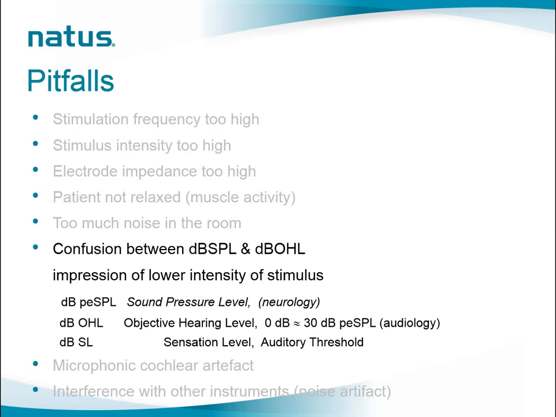So there is a shift between dB SPL and dB OHL, and that shift is roughly 30 decibels. So 90 dBs SPL for a neurologist, they correspond to 60 dB OHL that the audiologist use. And your EMG system should be able to perform the stimulus in SPL style or OHL style, so that you can apply your method.